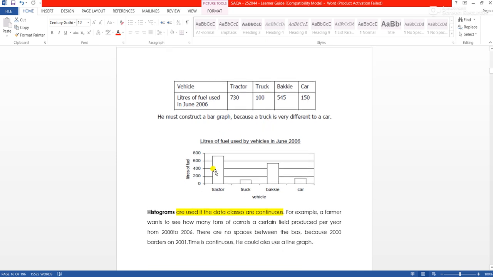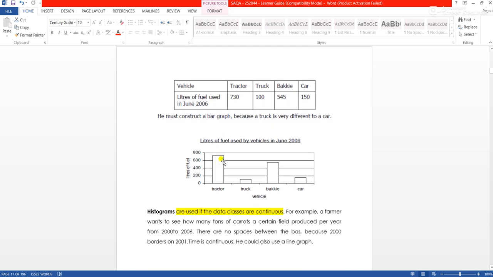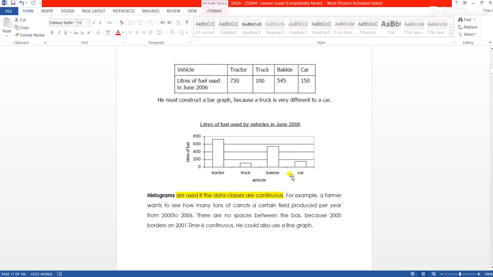So he must construct a bar graph because a truck is very different to a car. This is a representation of a bar graph, and there are spaces in between. On the left hand side, which is our y-axis, we've got the liters of fuel, and on the x-axis we've got the vehicles that we have: a tractor, a truck, a bakkie, and a car.